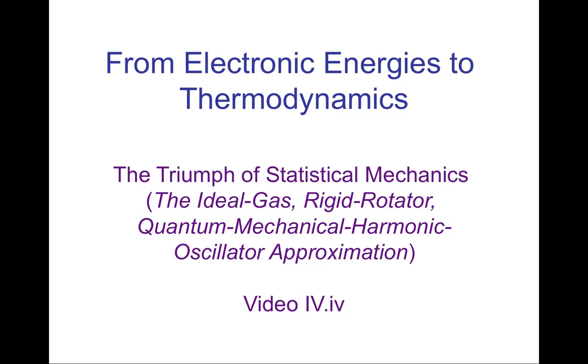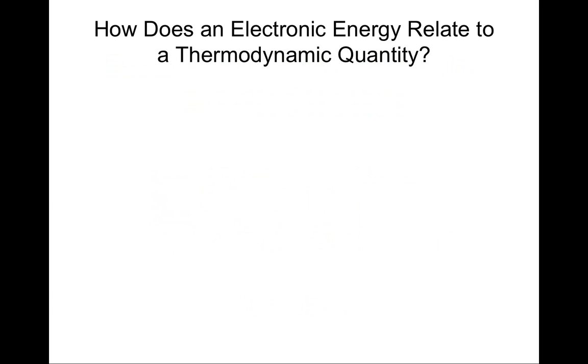In fact, what we'd much rather do is make a comparison to thermodynamic properties. And so what I'd like to do in this lecture is make the connection between the calculations we can do and thermodynamics, what allows us to compare calculations to experiment. And I've given this lecture a subtitle, The Triumph of Statistical Mechanics, and in particular, The Ideal Gas Rigid Rotator Quantum Mechanical Harmonic Oscillator Approximation. And you'll see what all that means by the time we're at the end of the lecture.